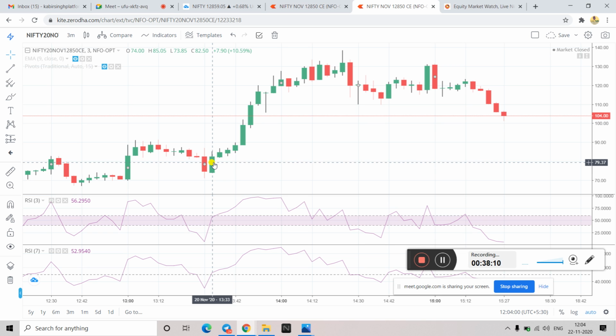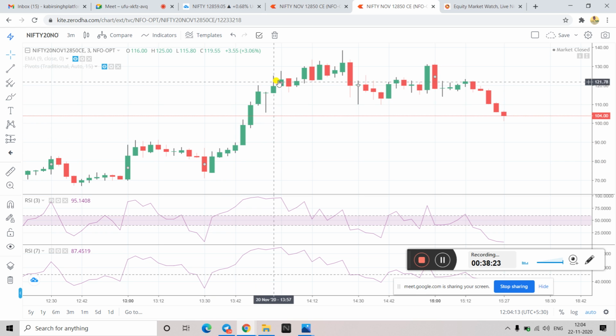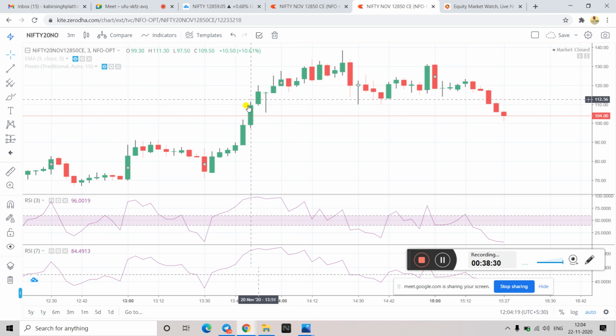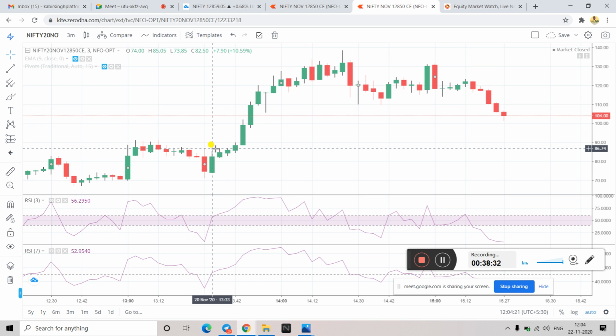One more thing I can tell you. 13 points is your first target. Then if you have traded in 3 lots or 4 lots, book 2 lots at the first target, and the remaining you leave. Like in this case, it went till 23, so from 85 it is a movement of around 35 points. So that is a big movement.